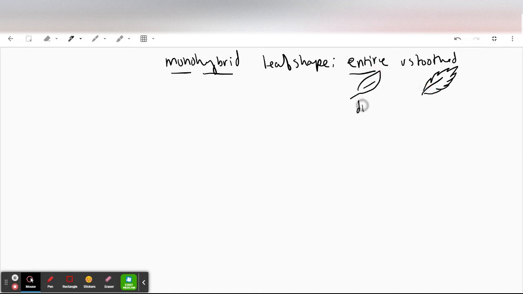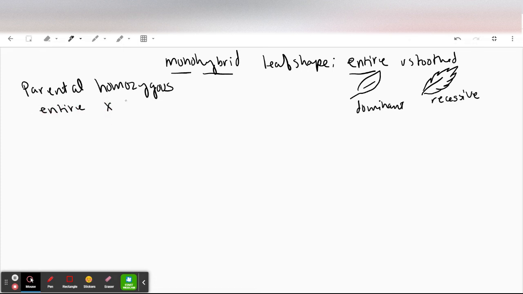So entire is dominant to toothed, which is recessive. Okay. And so we have these two parents, and we're going to cross them, and parents are always going to be homozygous for whatever trait they have. And so one parent will be entire-leaved and one parent will be toothed.